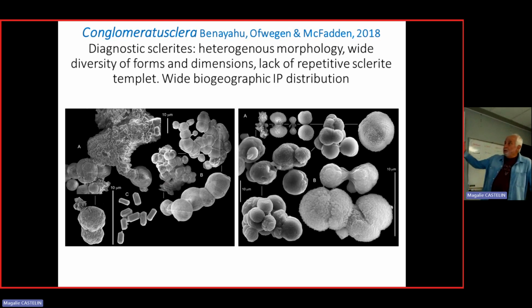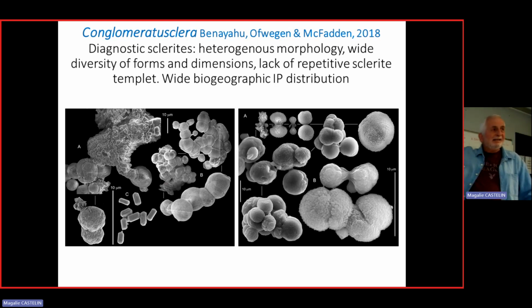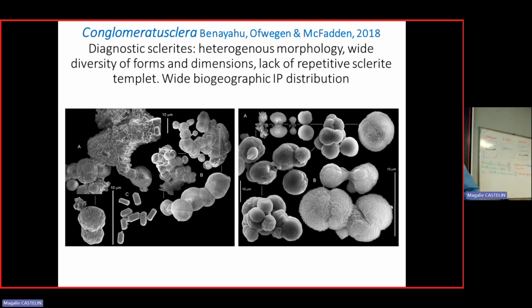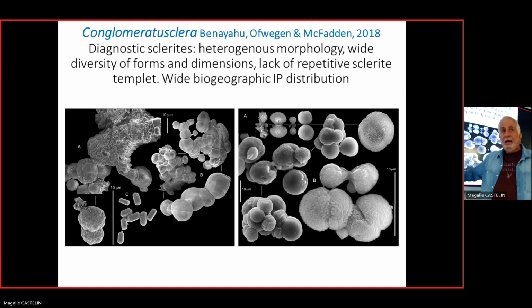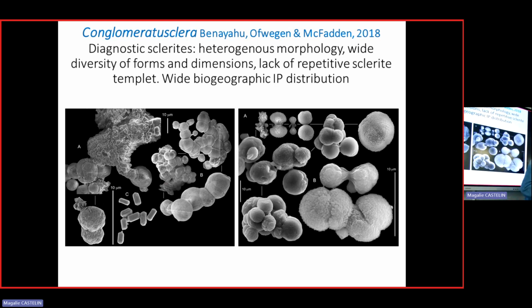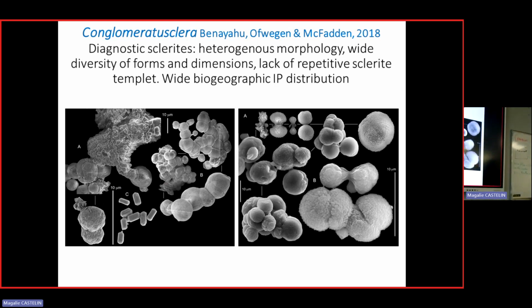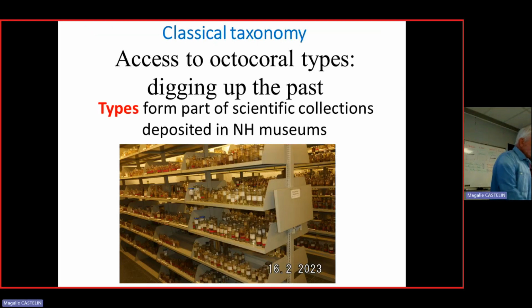So we established a new genus, Conglomeratasclera, and you understand why. It's a conglomerate of sclerites of bizarre shape. No, maybe those are quite identical. And the pattern repeats itself in all colonies that we examine. So this is a kind of lesson that you have to dig for type material. And this is what I'm doing during the last years, re-examining them.